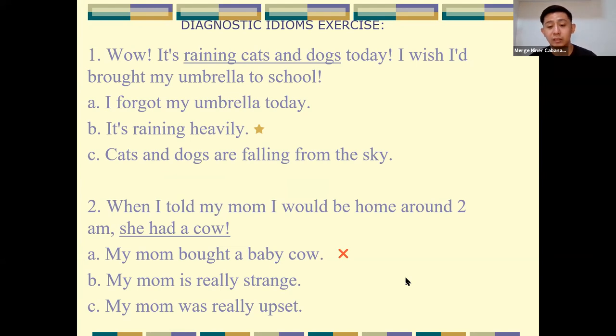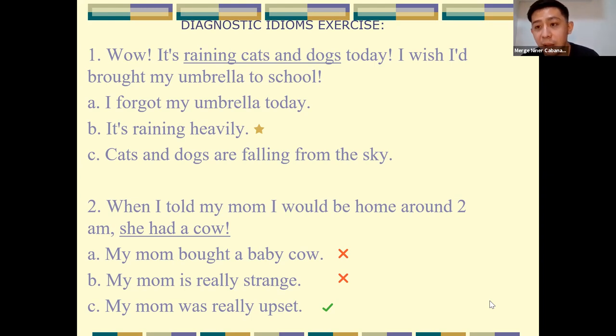Not correct. Or is your mom really strange? No, the answer here is your mom was really upset because you're going to be home at 2 a.m. That's not the proper way of going home, especially now. We have different curfew hours to follow. So your mom did not literally have a cow.